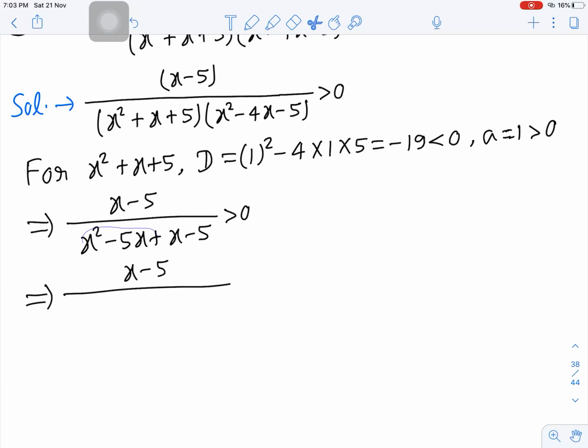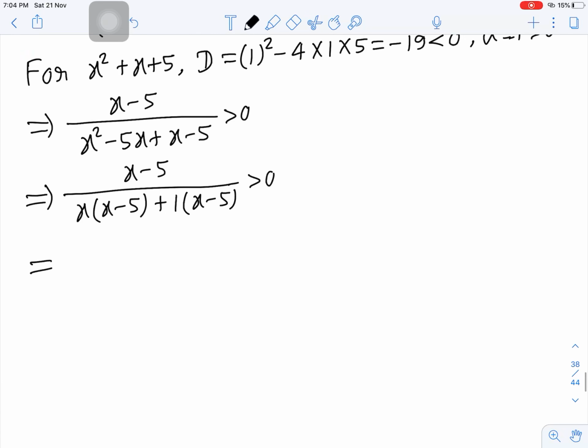Okay, so x square minus 5x, you can take x common, so you will get x into x minus 5. Then between x and minus 5 you will take 1 common. Now you are getting here x minus 5 divided by, over here you have x minus 5 and the other factor is x plus 1, greater than 0.